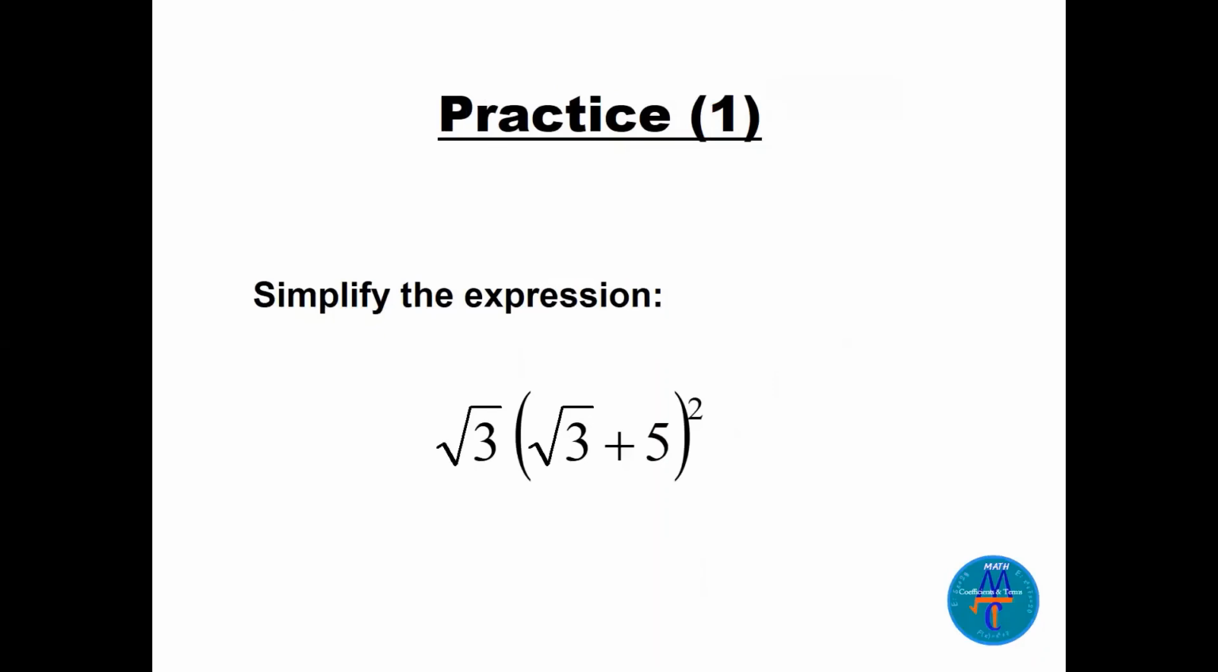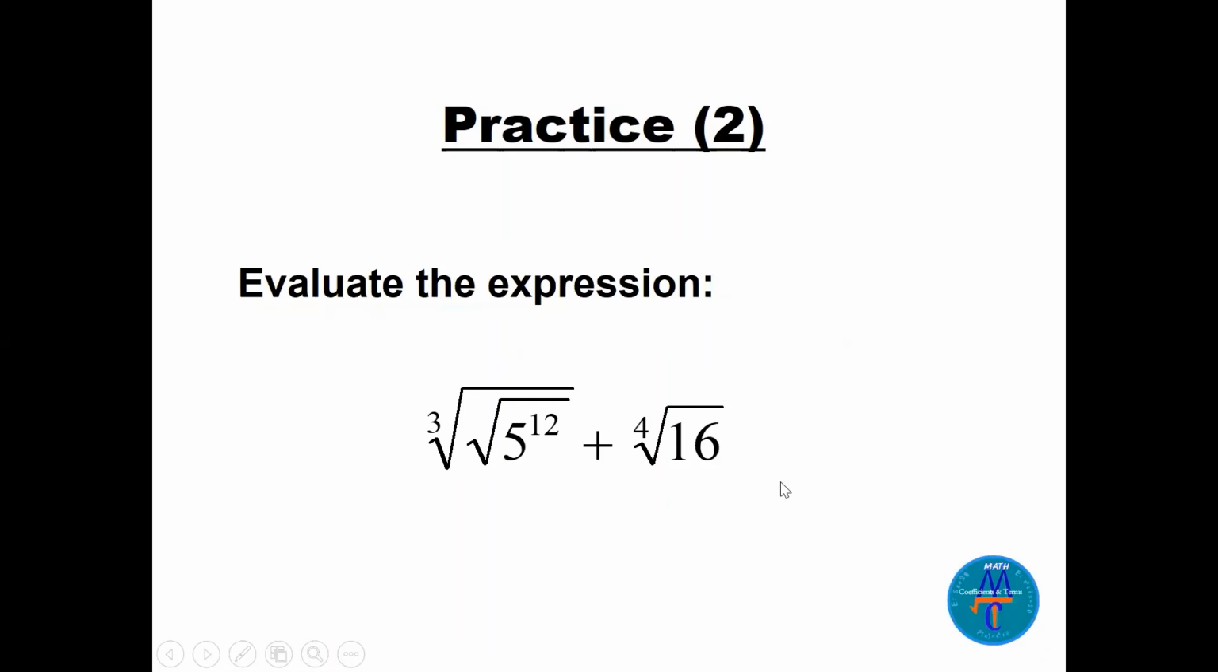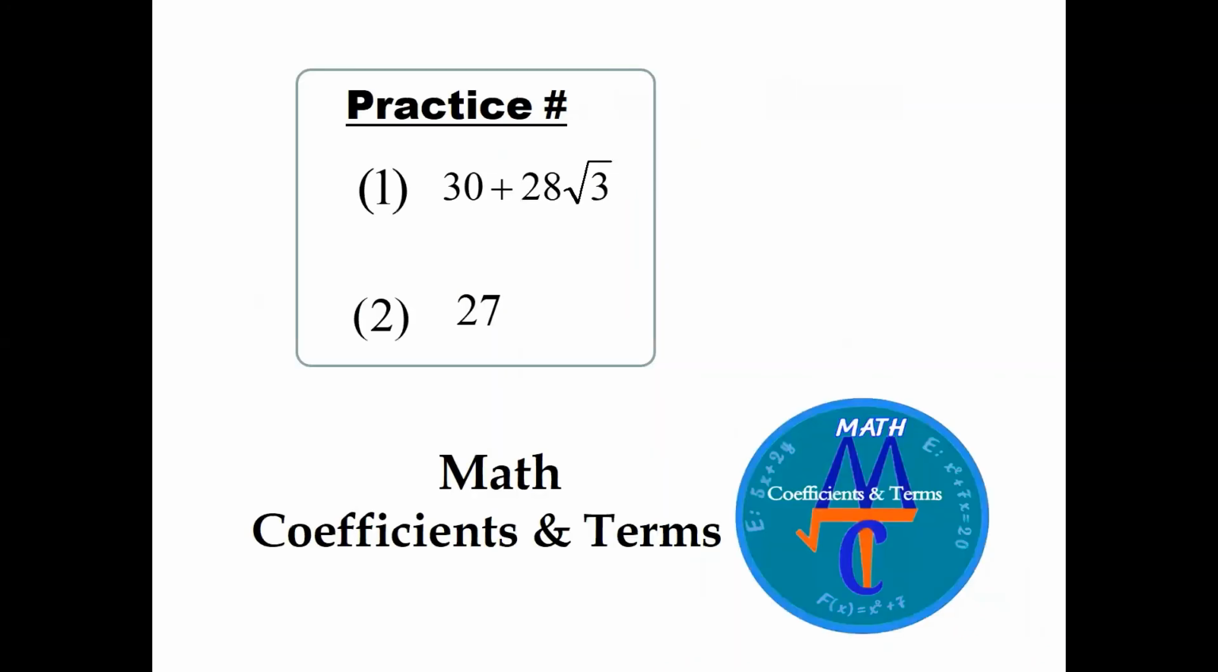Now this is practice number 1. Simplify the answer. You can use the formula here for a perfect square, or you can multiply this times this in 2 brackets, then distribute. Square root of 3, give me the answer. And here, evaluate this expression. It will be one number there. The answers are in the last slide here, only the answers for practice 1 and 2.